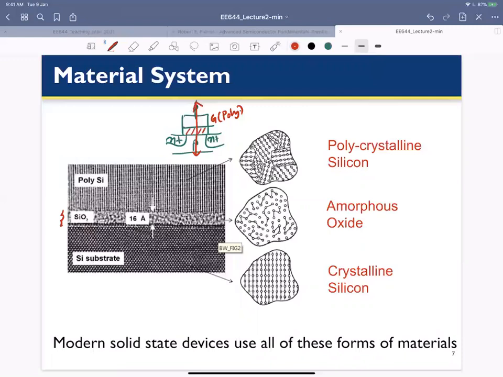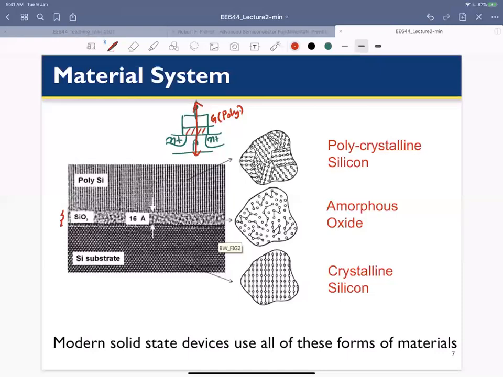So there is a random arrangement of atoms, right? So this is amorphous. Oxide is amorphous, right? And you have the silicon substrate, and this is crystalline, perfect crystalline, right? So modern solid state devices use all those forms of materials.